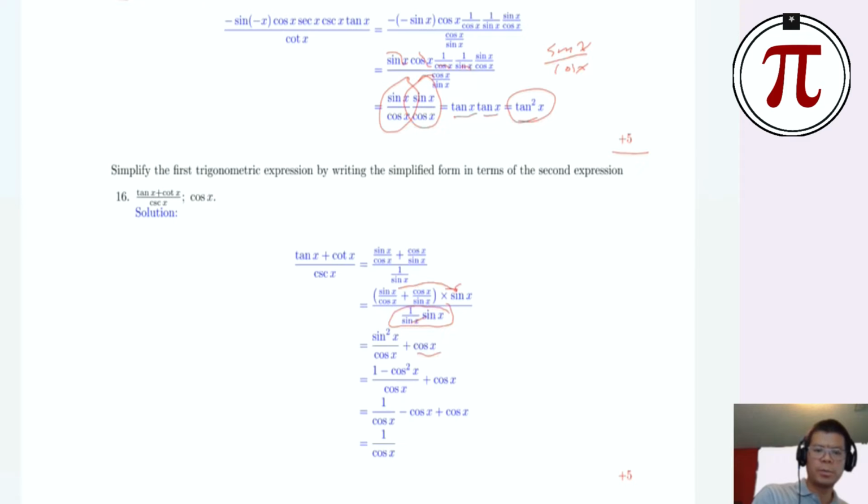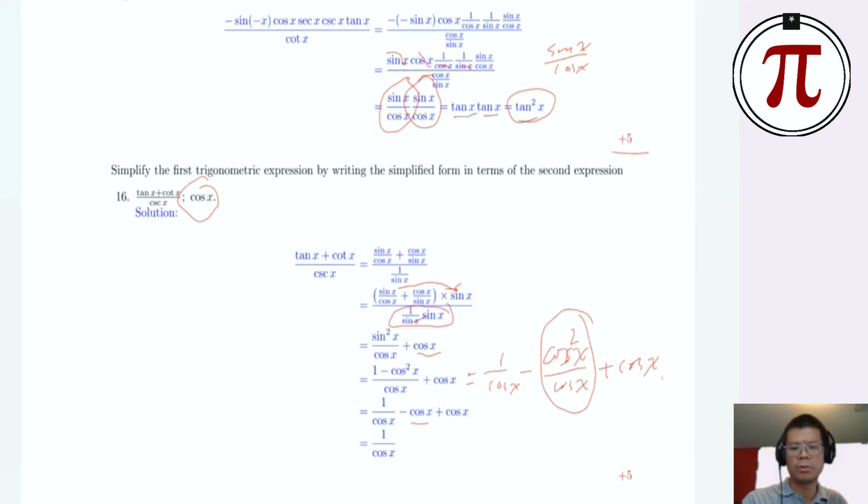Now we want to write this in terms of cosine, so we have to change the sine square x to an expression in terms of cosine. So that is 1 minus cosine squared over cosine plus cosine. Now that's 1 over cosine minus cosine square over cosine, plus cosine. Now this is 1 over cosine, and this is cosine square over cosine, which cancels to leave a negative cosine, plus cosine. So this one cancels out. So what's left is this. That makes sense.